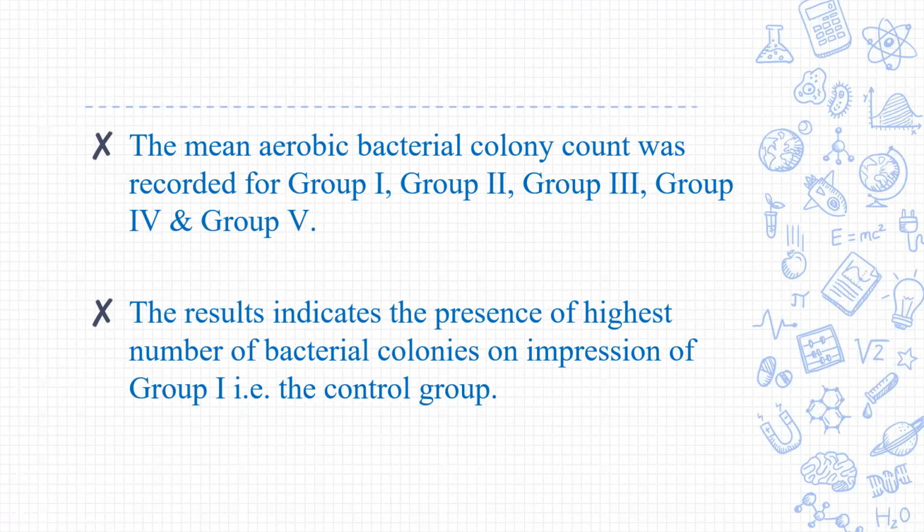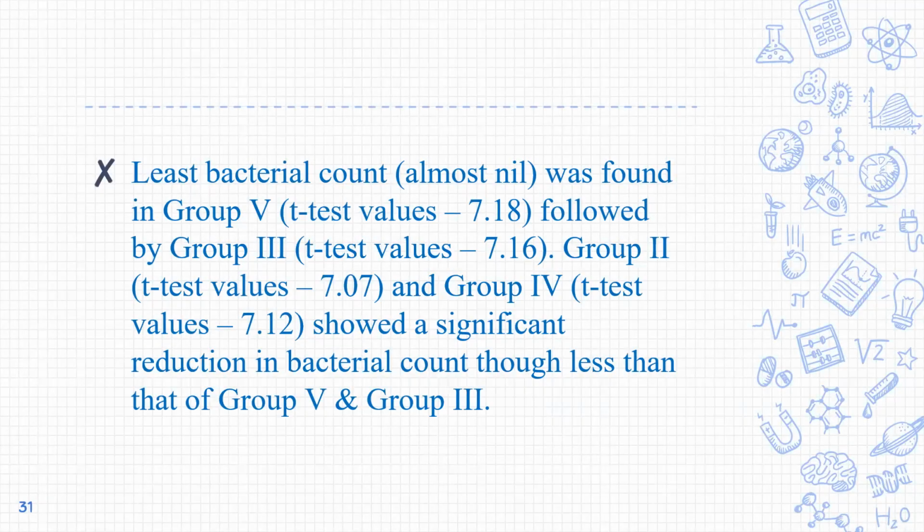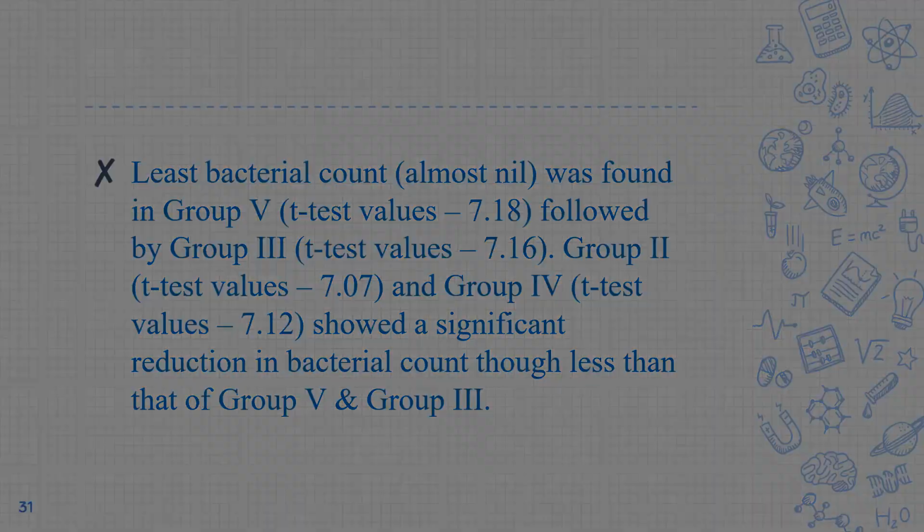The results. The mean aerobic bacterial count was recorded for all the groups. The result indicates the highest number of bacterial colonies in group 1, our control group, and the least bacterial count, almost nil, was found for group 5, the pre-procedural rinsing, followed by group 3, the spraying technique. Group 2, the immersion technique, and group 4, mixing the alginate with the chlorhexidine, also showed a significant reduction in bacterial count, but the best was seen in group 5.